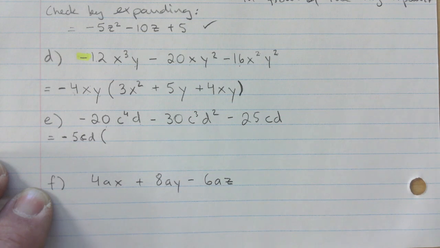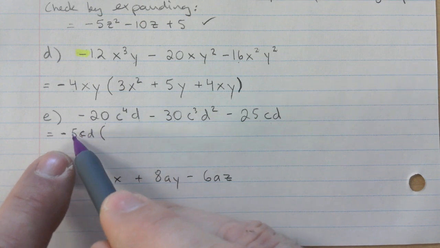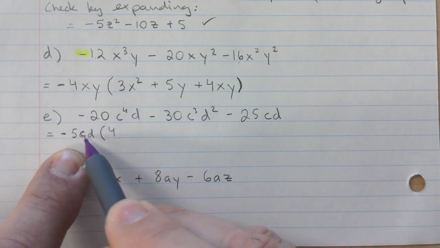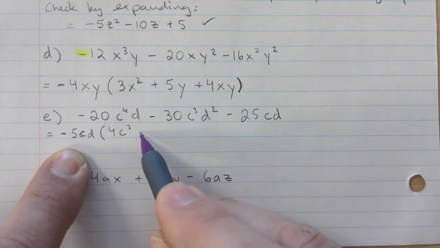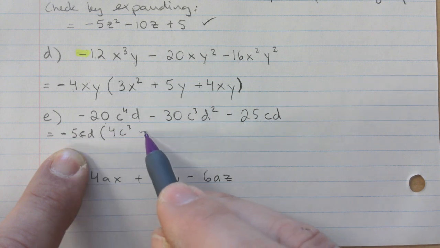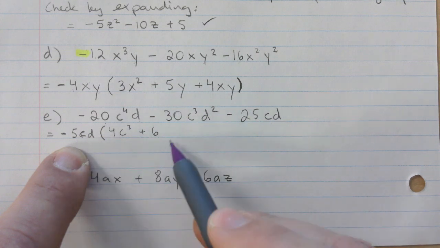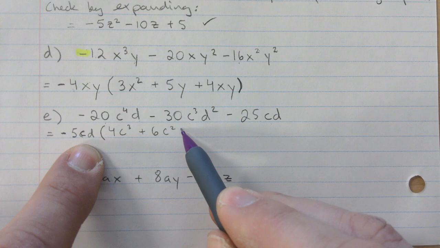So now I can start dividing out. Negative 20 divided by negative 5 is positive 4. C to the 4 divided by C is C cubed. D divided by D is just 1. Moving on. Negative 30 divided by negative 5 is positive 6. C cubed divided by C is C squared. D squared divided by D is D.